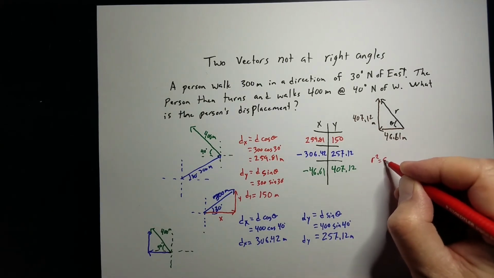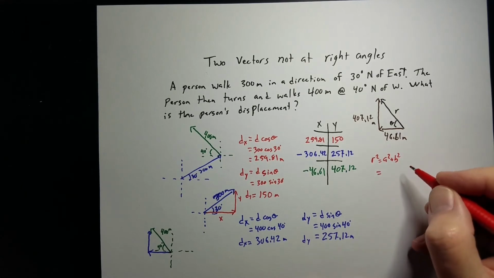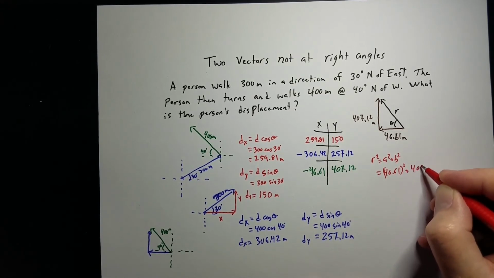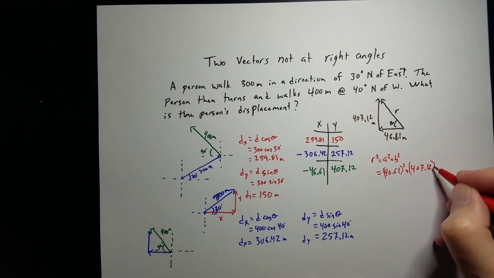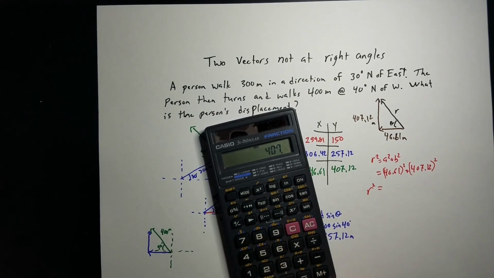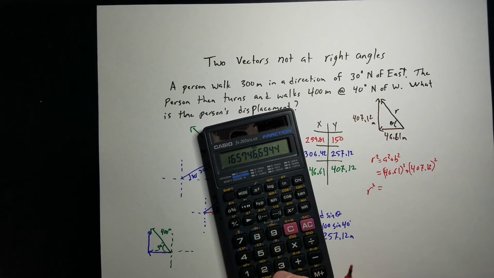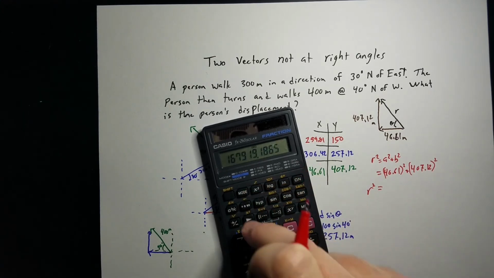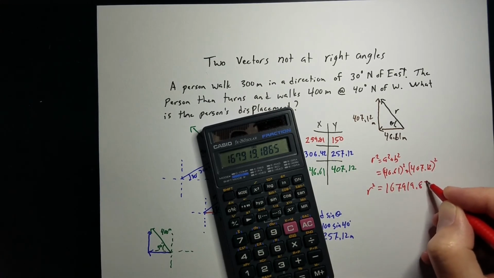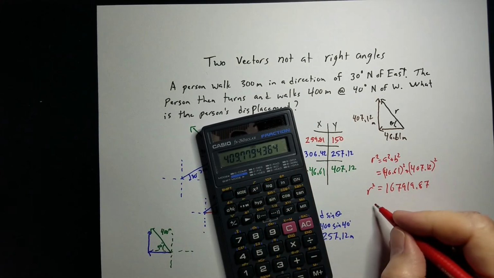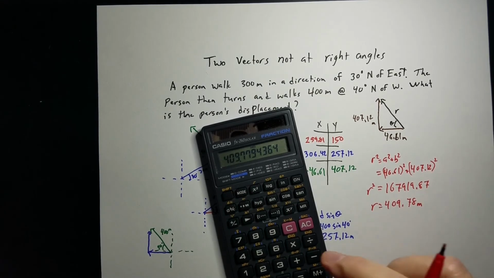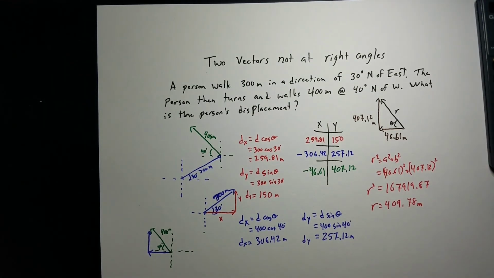So r squared equals a squared plus b squared. So 46.61 squared plus 407.12, and that's got to be squared as well. This is why we have calculators. So 407.12 squared plus 46.61 squared equals that number, 167,919.87-ish. Then we're going to take the square root. So r is 409.78 meters. And to get the angle, we're going to use tangent.